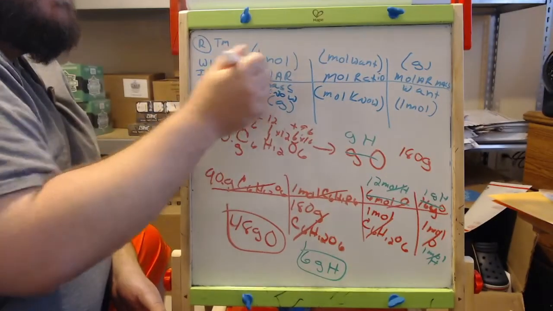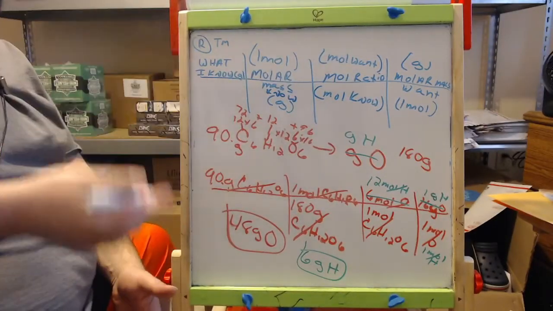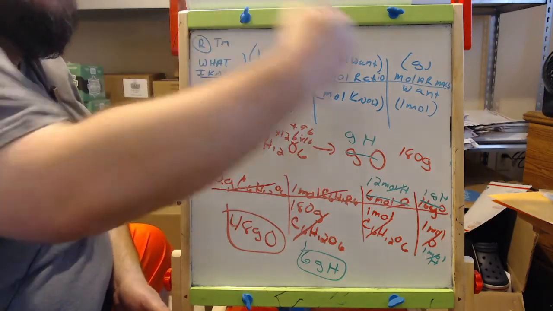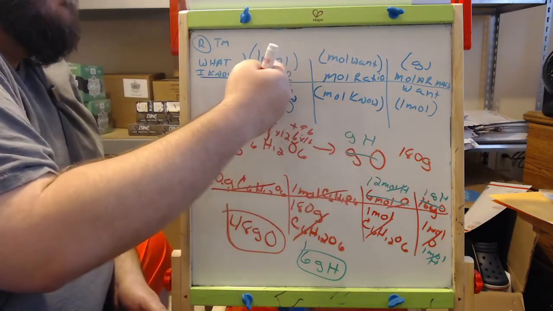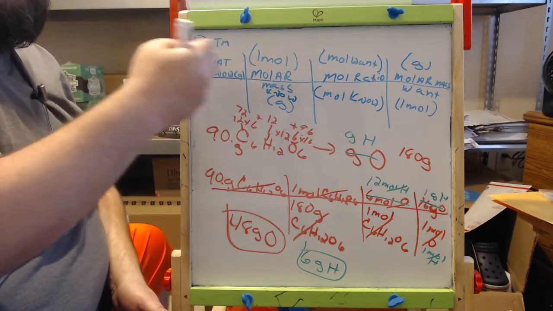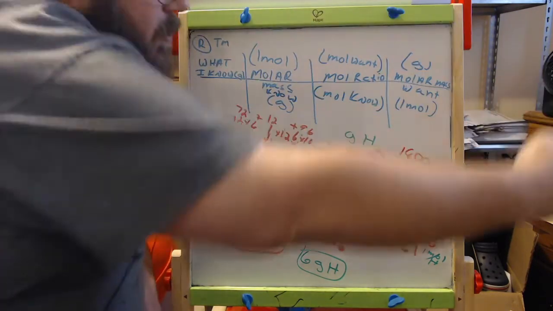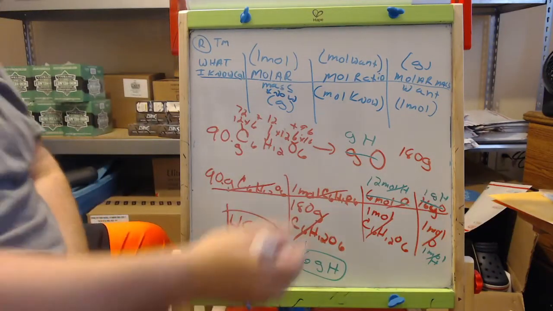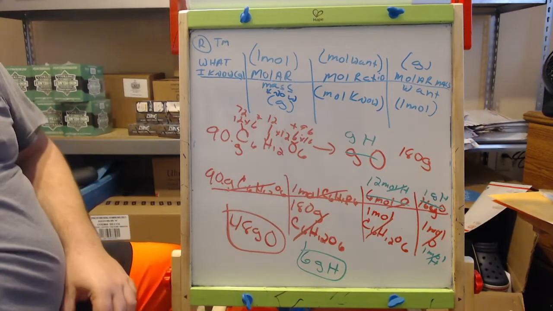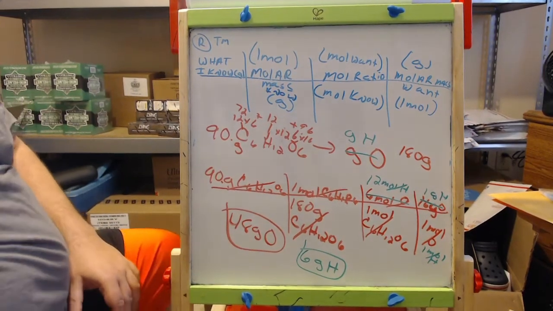If they gave me grams and they want moles. So that's the thing. You have to understand where you are. If they give you moles to begin with, never go back to grams. Go step back, go forward. If they only want moles, stop here. If they want grams, go all the way. Okay? Questions?